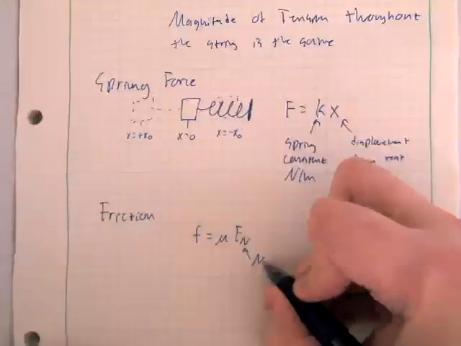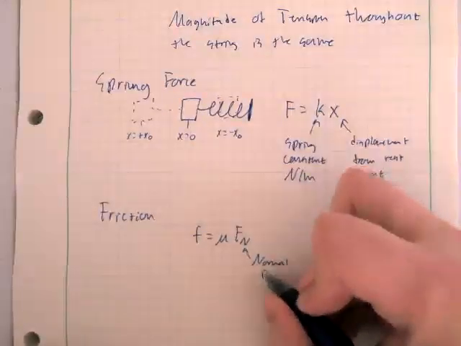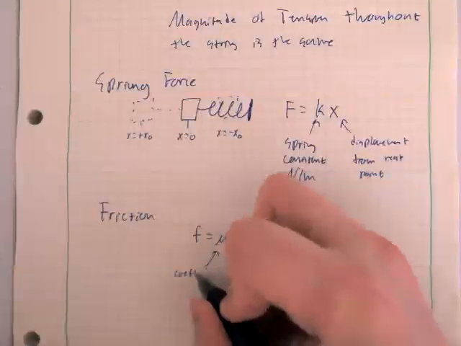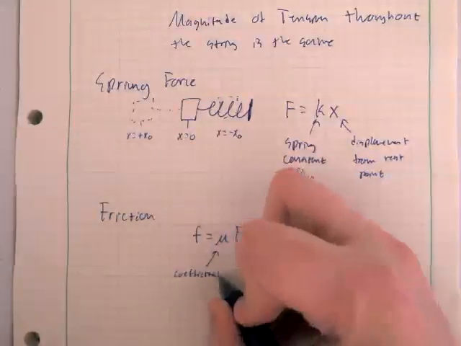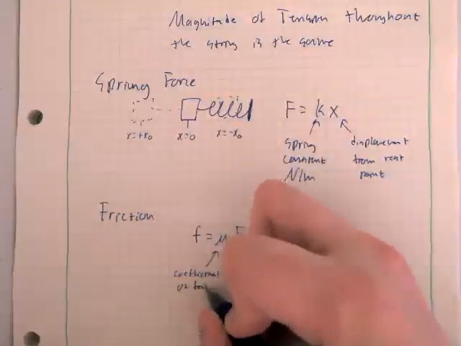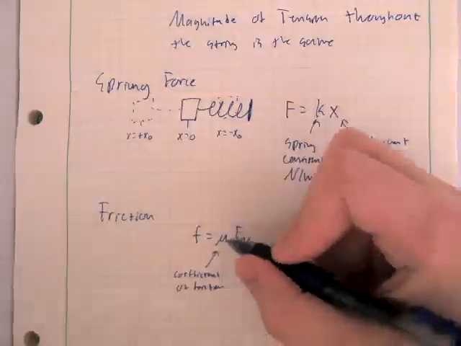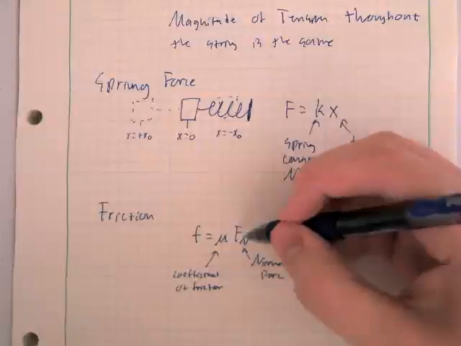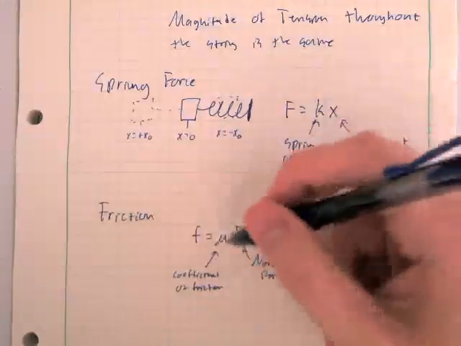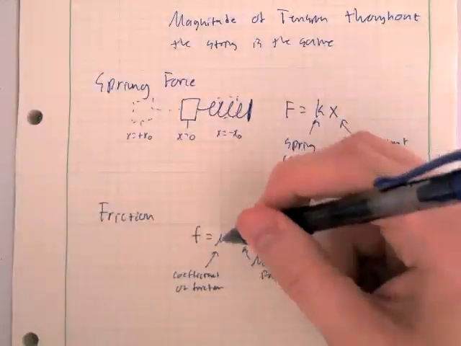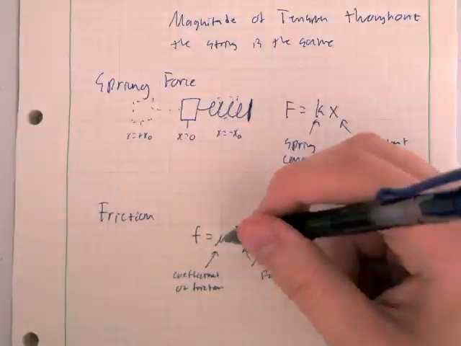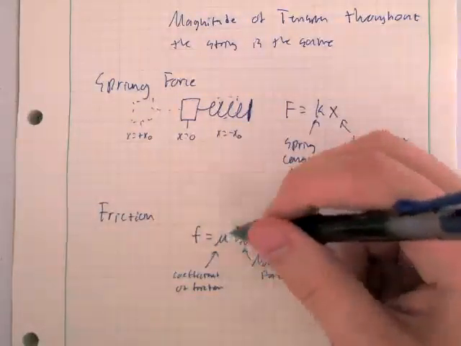So this is just, as you'd expect, the normal force, and this is the coefficient of friction. It's simply a unitless quantity, right? This is already in newtons. This frictional force has to be in newtons. This is a unitless quantity, and it's essentially a measurement of how sticky the two materials are.